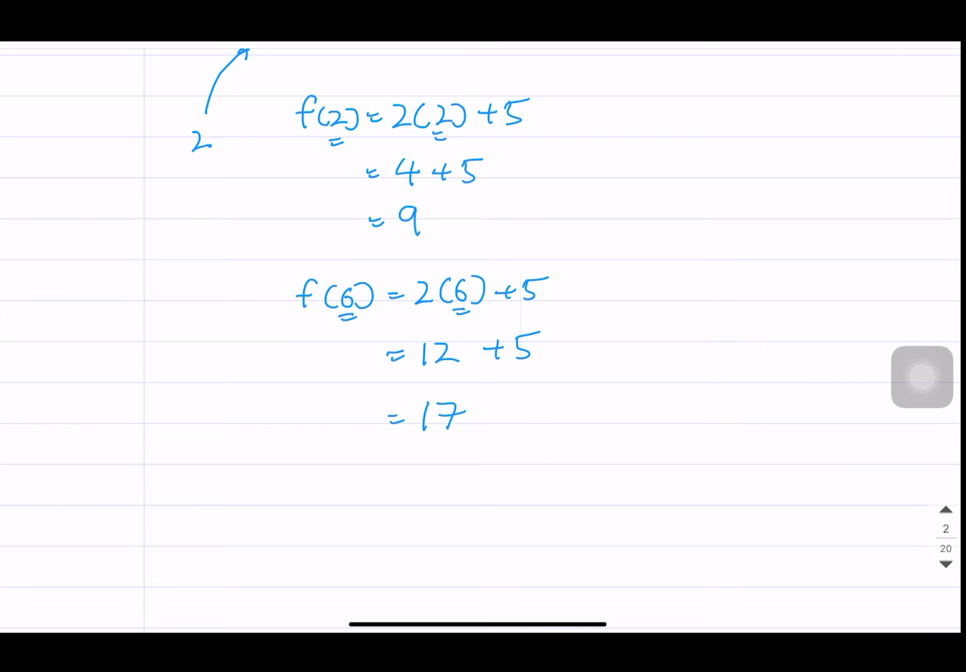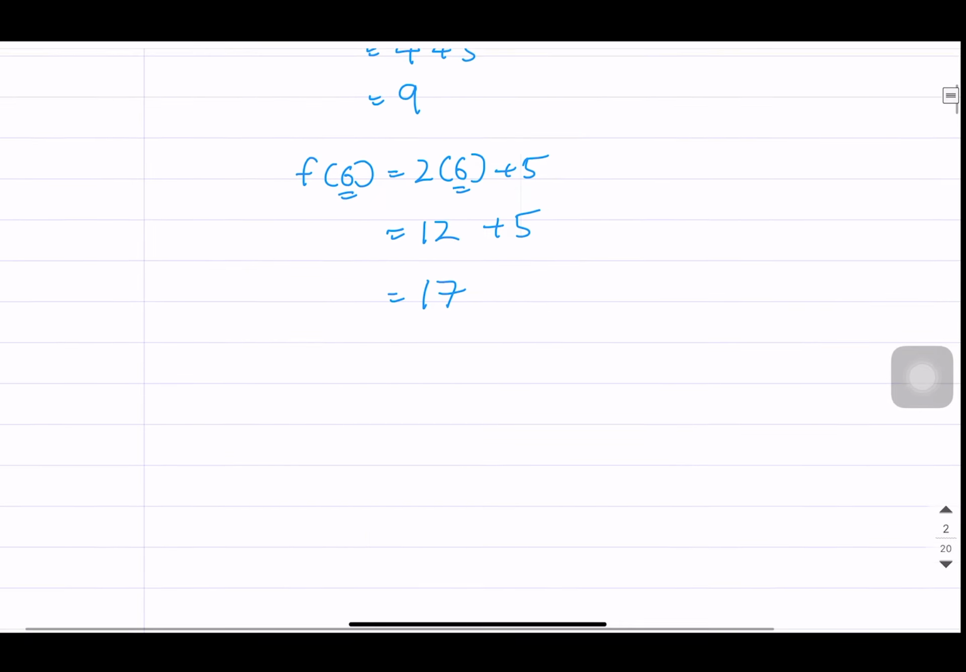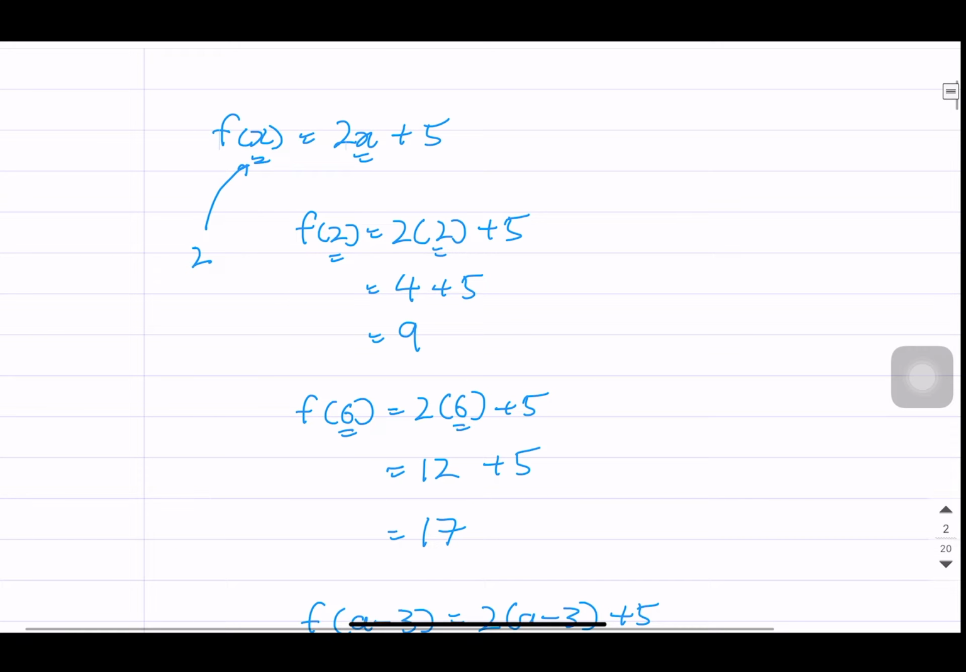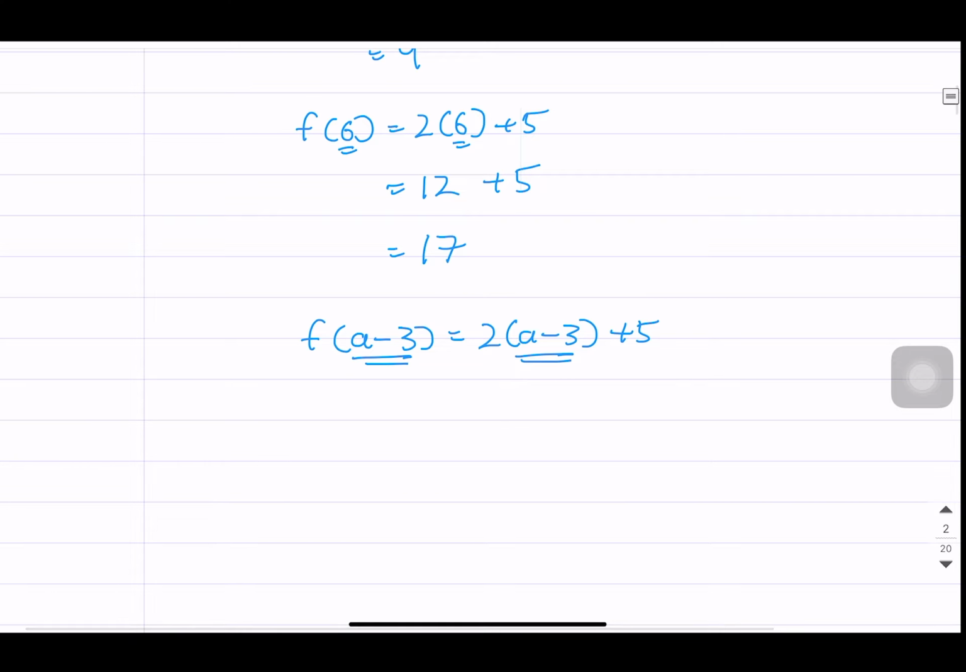Perfect. Now, if we go even more complicated, what if we tell you that this is a minus 3? Wow, it's not a number. Are you going to get scared? Don't, because it is the same logic. We're simply putting what originally was x as this, just like 6 as 6, 2 as 2, x and x. You can see this is a minus 3, a minus 3.